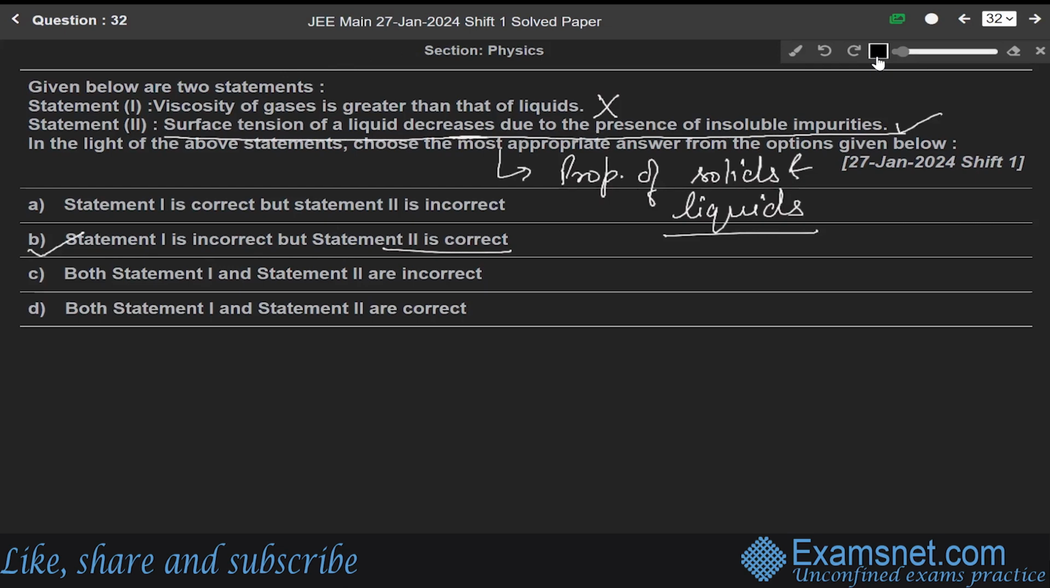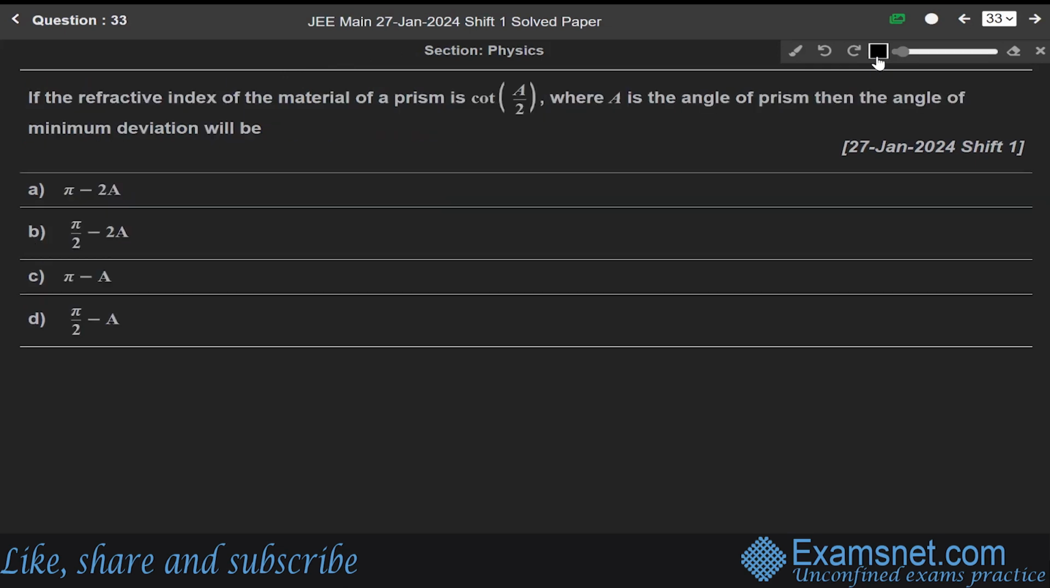Now, next question. Question number 33. This question says that if the refractive index of the material of a prism is cot A by 2, where A is the angle of prism, then the angle of minimum deviation will be. This question is from the chapter of current electricity.